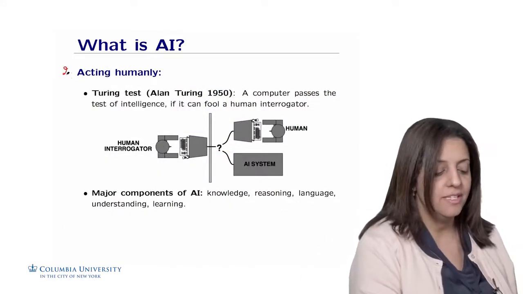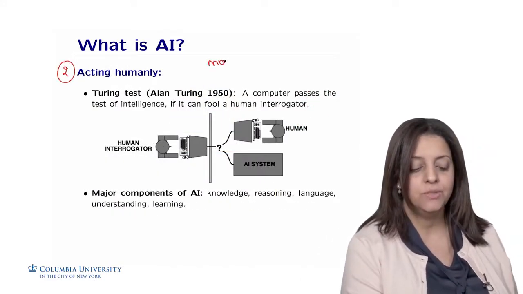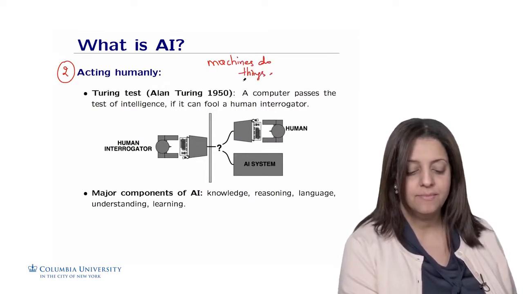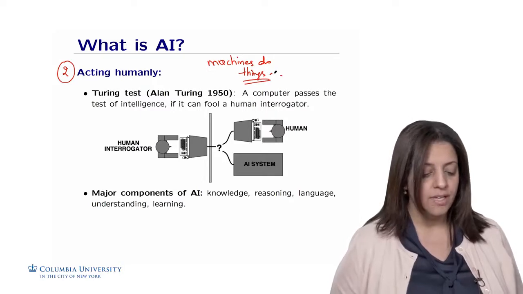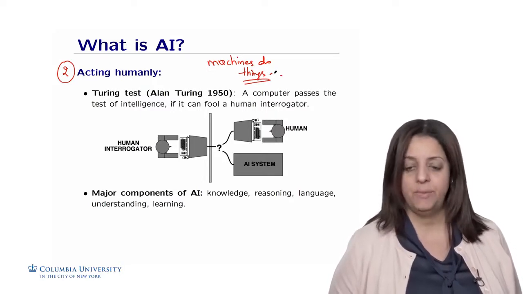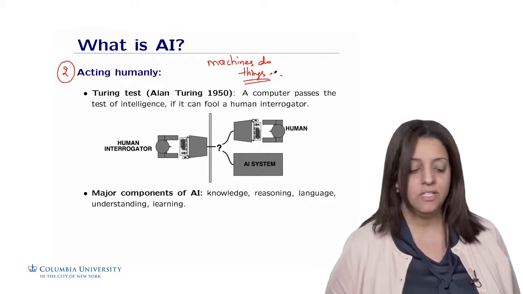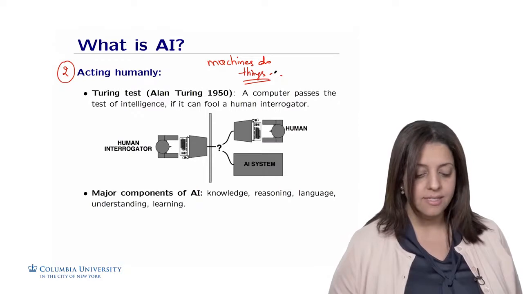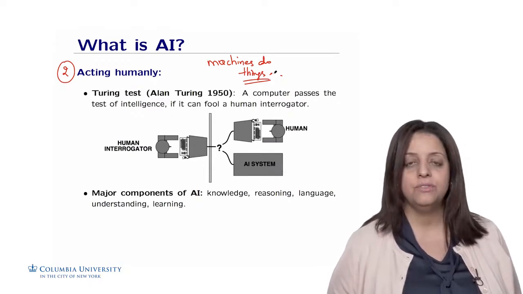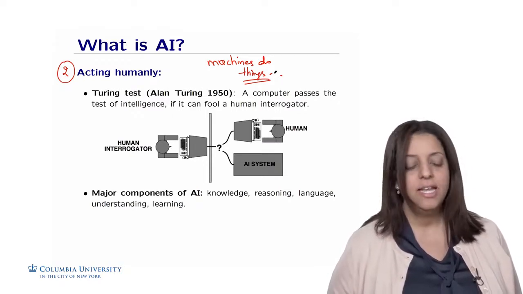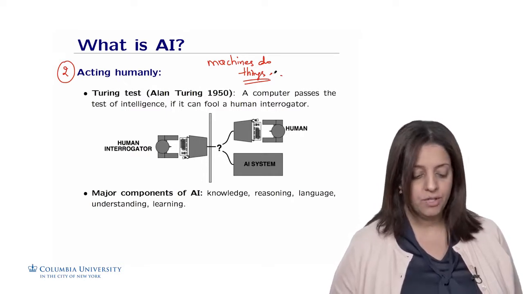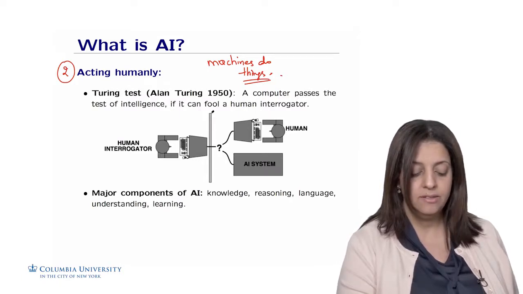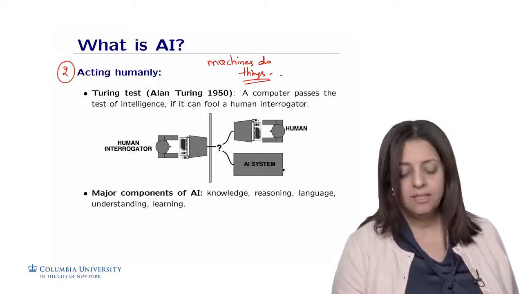The second school of thought is about acting humanly, in which case we want to have machines do things just like humans do things. This school of thought started with Alan Turing in 1950 when he published his paper, Computing Machinery and Intelligence, in which he defined what we call the Turing test, or the imitation game. In his test, he deemed a computer to be passing a test of intelligence if it can fool a human interrogator. To picture this, we have a human interrogator on one side, and there is a wall separating this human interrogator from another human and an AI system.